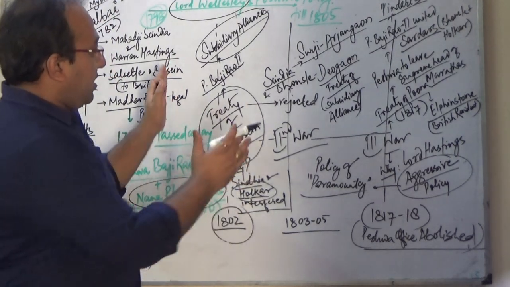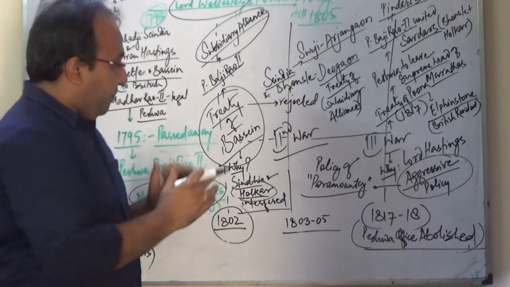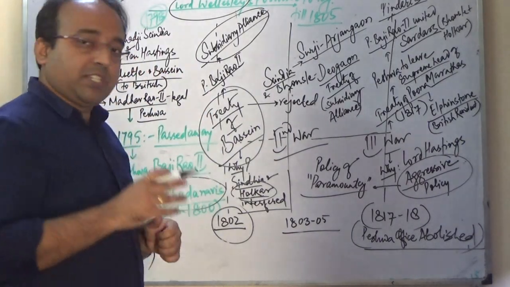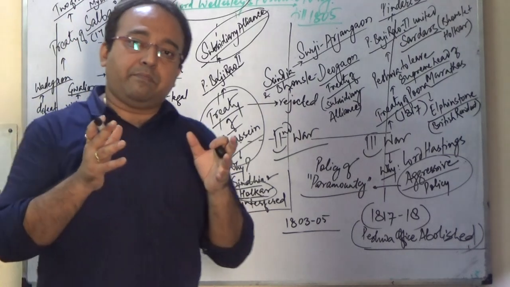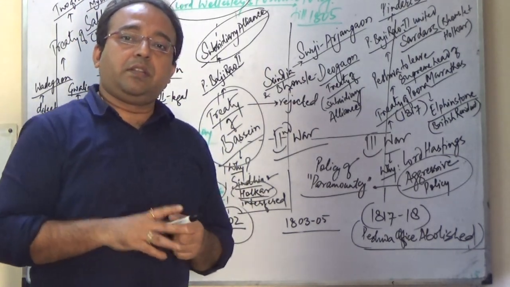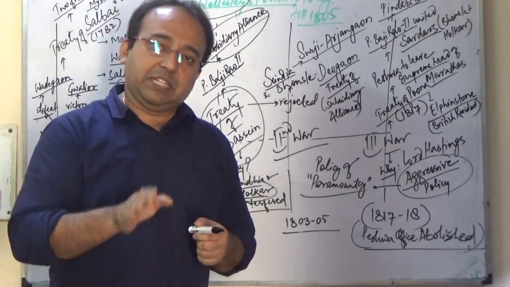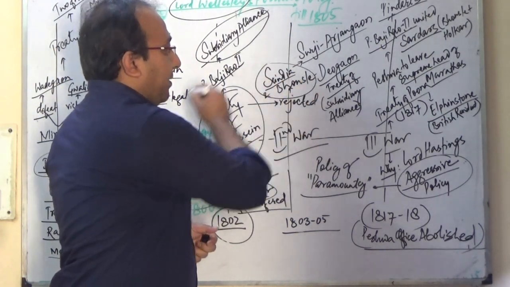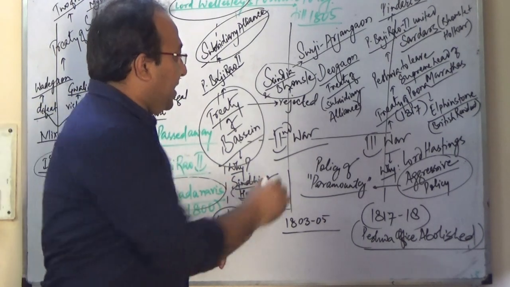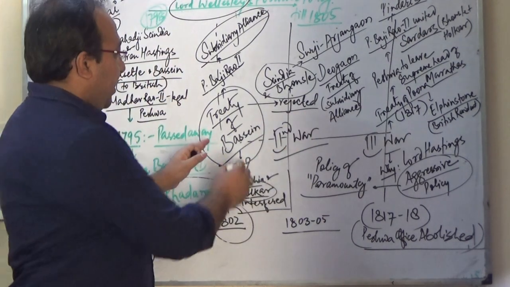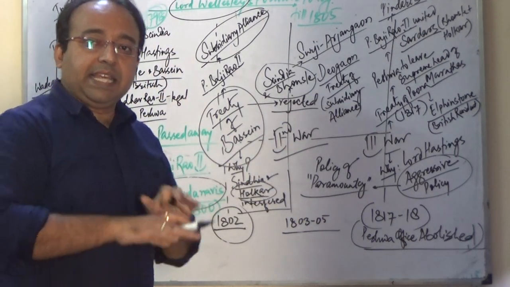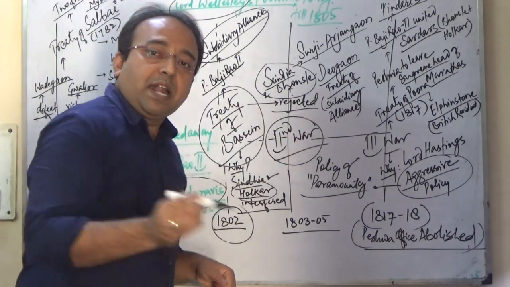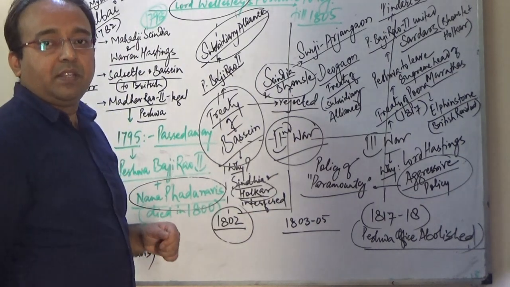Now see, once it was signed between the Peshwa Bajirao II and the British company, of course the Maratha Sardars were not going to accept this treaty, and therefore Sindhia and Bhosle were the first who rejected the Treaty of Bassein. They rejected the Treaty of Bassein, and because of that only the Second Anglo-Maratha War took place.